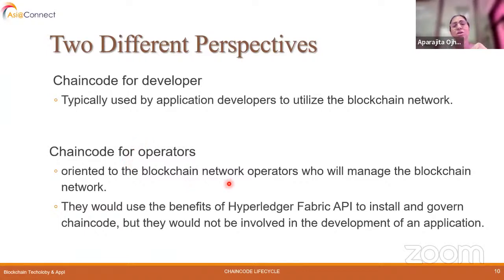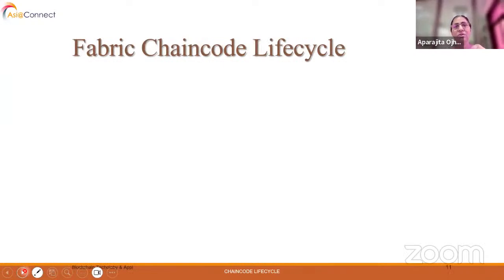They're oriented to the blockchain network, basically to maintain the network, manage the blockchain network. So they would use the benefits of Hyperledger Fabric APIs, which are there. A lot of APIs are there to install and govern chain code, but they would not be involved in the development of an application. So just like system programs are there and application programs are there, here also we have the concept of chain codes, which are system chain codes and chain codes which are for application.